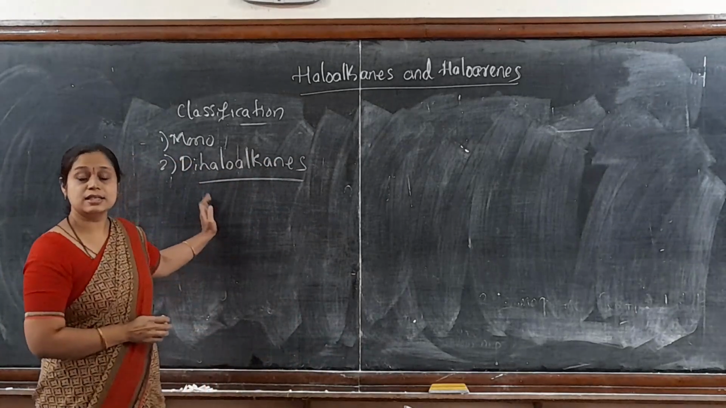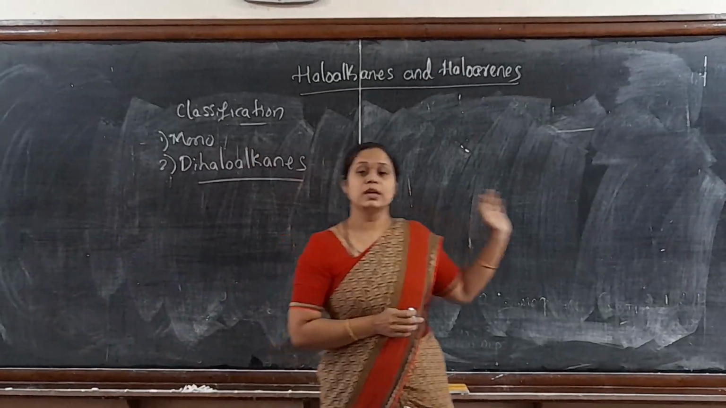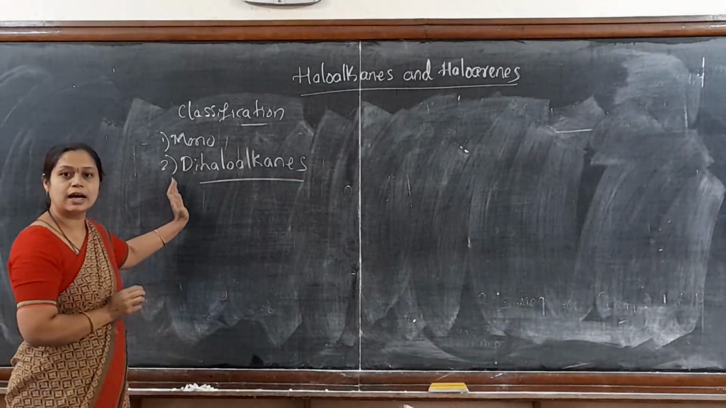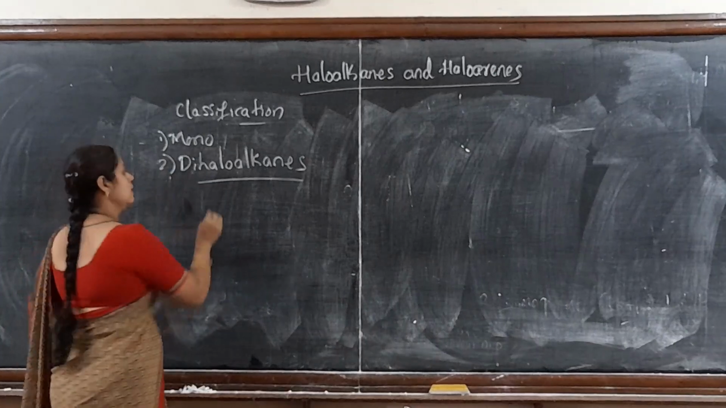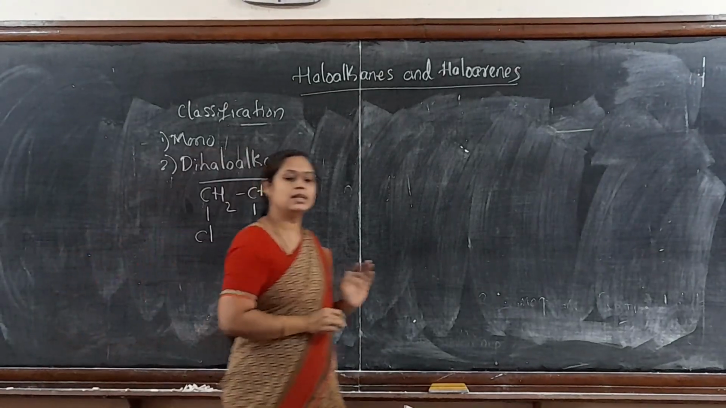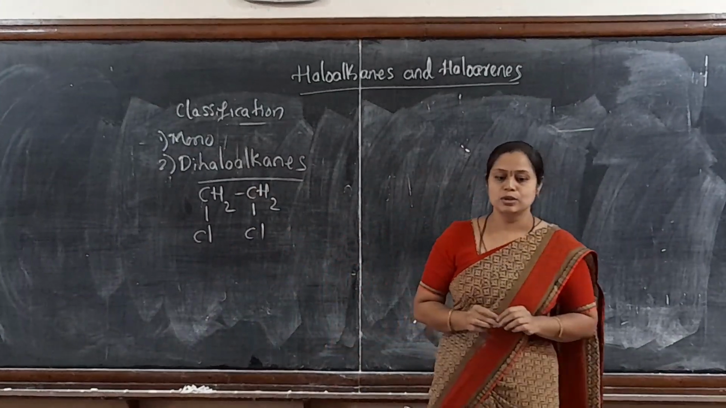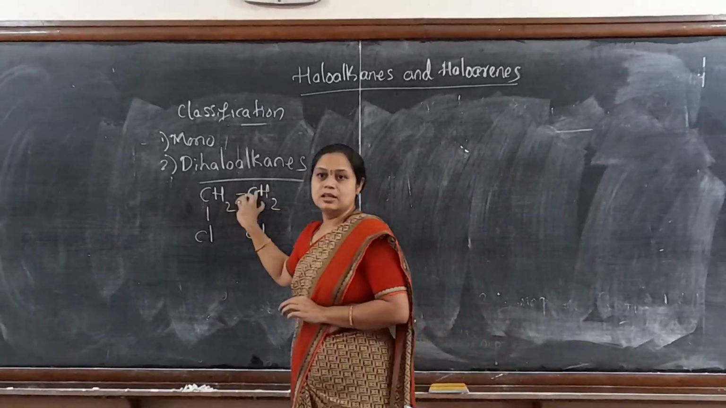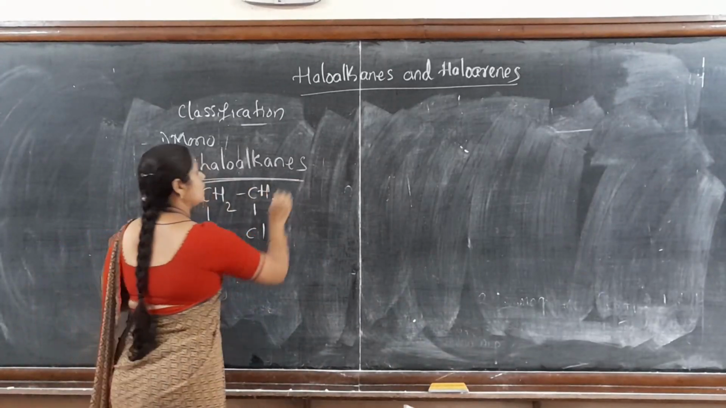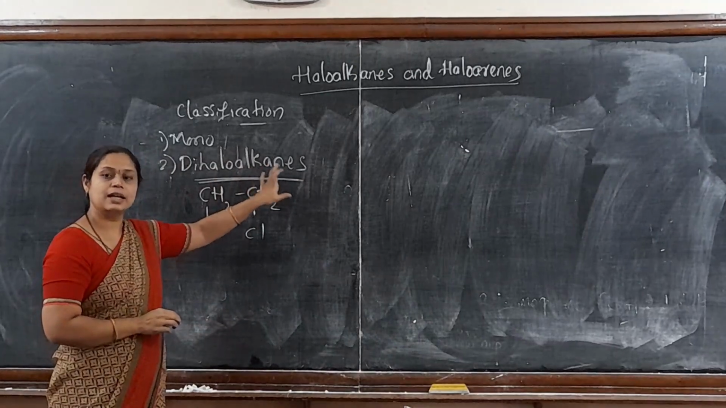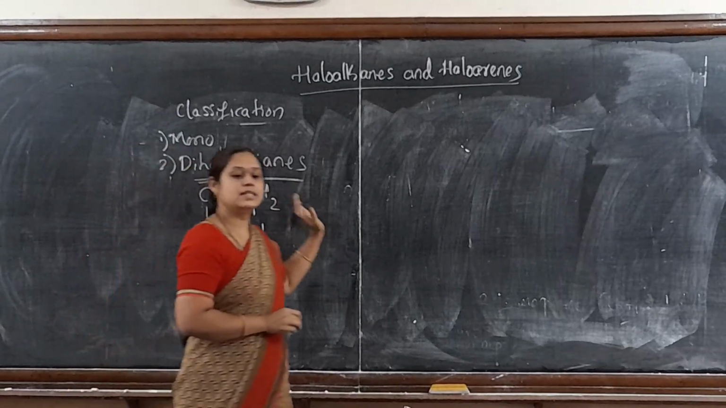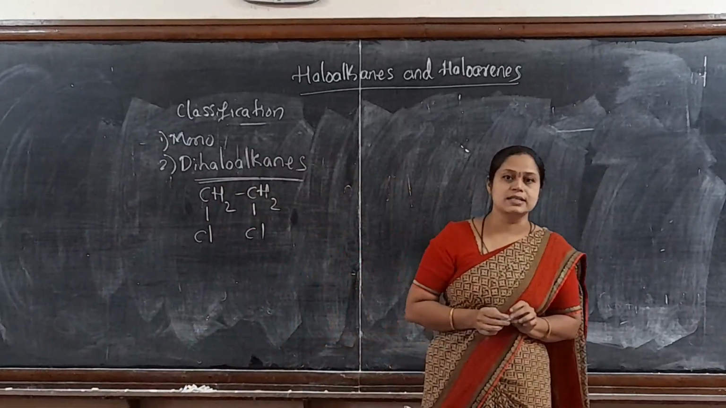In dihaloalkanes, there is a replacement of two halogen atoms in the alkyl group. For example, you can see here the two halogen atoms are attached to the alkyl group. In these dihaloalkanes, two halogen groups are attached, and again these dihaloalkanes are categorized into geminal halides and the vicinal halides.